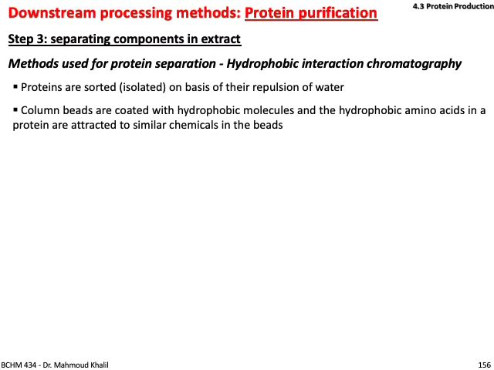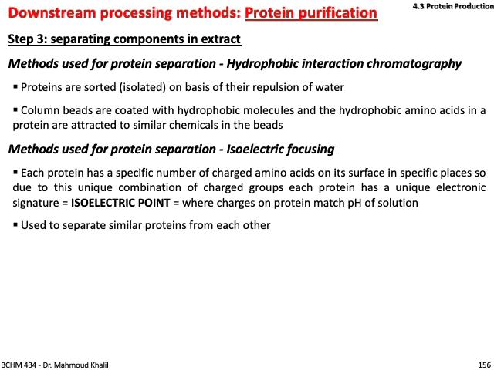Another method is hydrophobic interaction chromatography. Proteins are sorted or isolated on the basis of their repulsion to water. Column beads are coated with hydrophobic molecules, and the hydrophobic amino acids in the proteins are attracted to similar chemicals in the beads. The other method is isoelectric focusing.